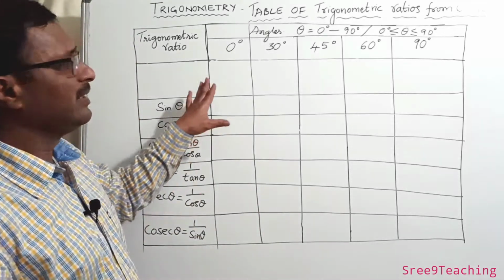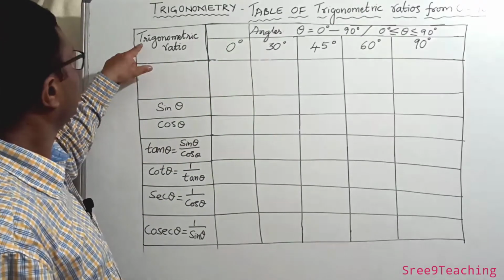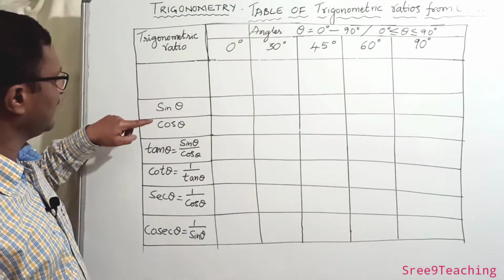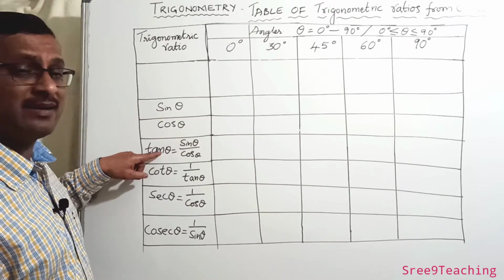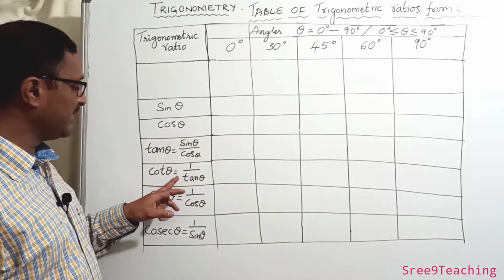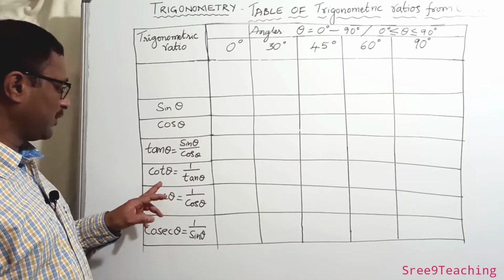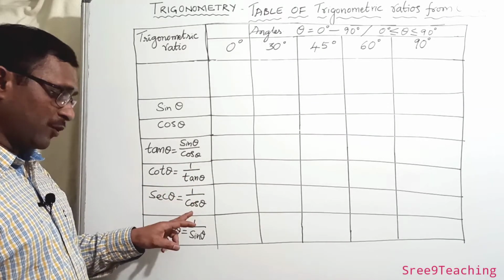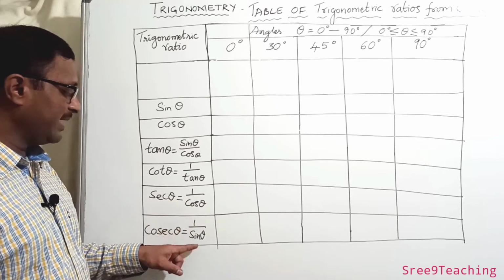So here, if you observe the table, the trigonometric ratios are nothing but sin theta, cos theta, tan theta. Tan theta can be written as sin theta by cos theta, and cot theta is nothing but 1 by tan theta, the reciprocal, and sec theta can be written as 1 by cos theta, cosec theta can be written as 1 by sin theta.